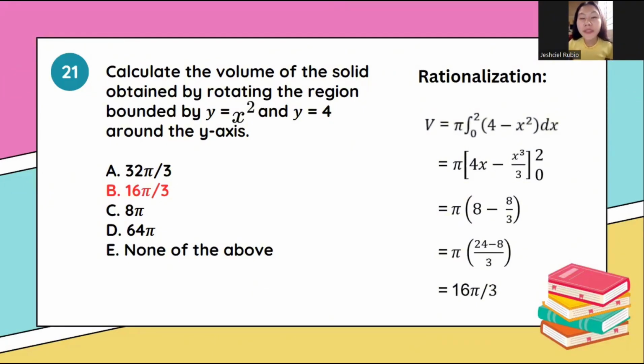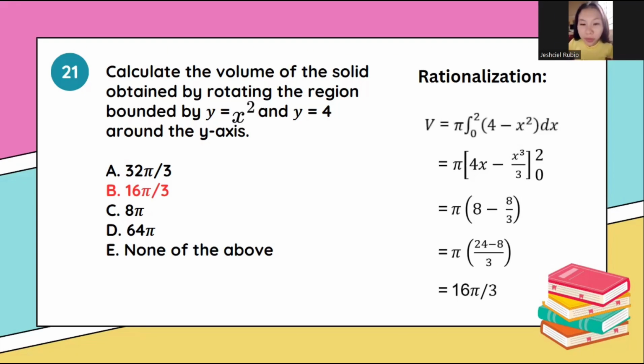So let's have rationalization. V is equal to pi, the integral from 0 to 2 of the quantity 4 minus x squared dx. And then copy pi, then the quantity 4x minus x cubed over 3 from 0 to 2. Then substitute the value of x to 2 and 0. So disregard the 0 since if we multiply the equation by 0, it will become 0. So 4x, ang x, mahimo na siyang 2. So 4 times 2 is equal to 8. And then for the x cubed, substitute the x to 2. So 2 cubed, mahimong 8.